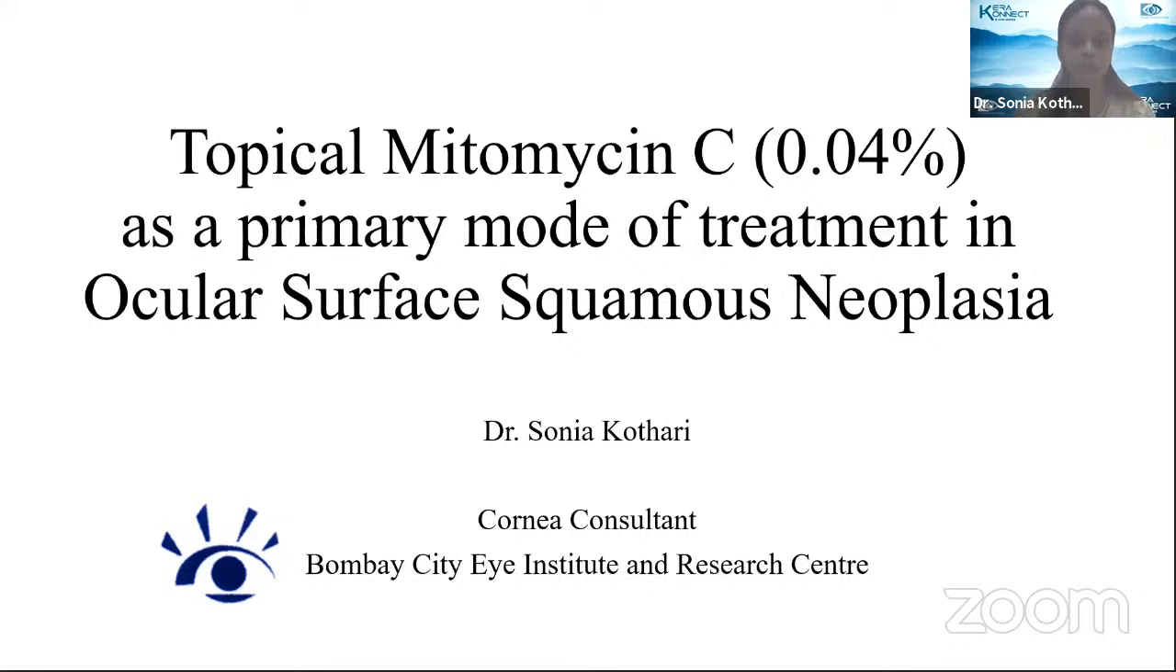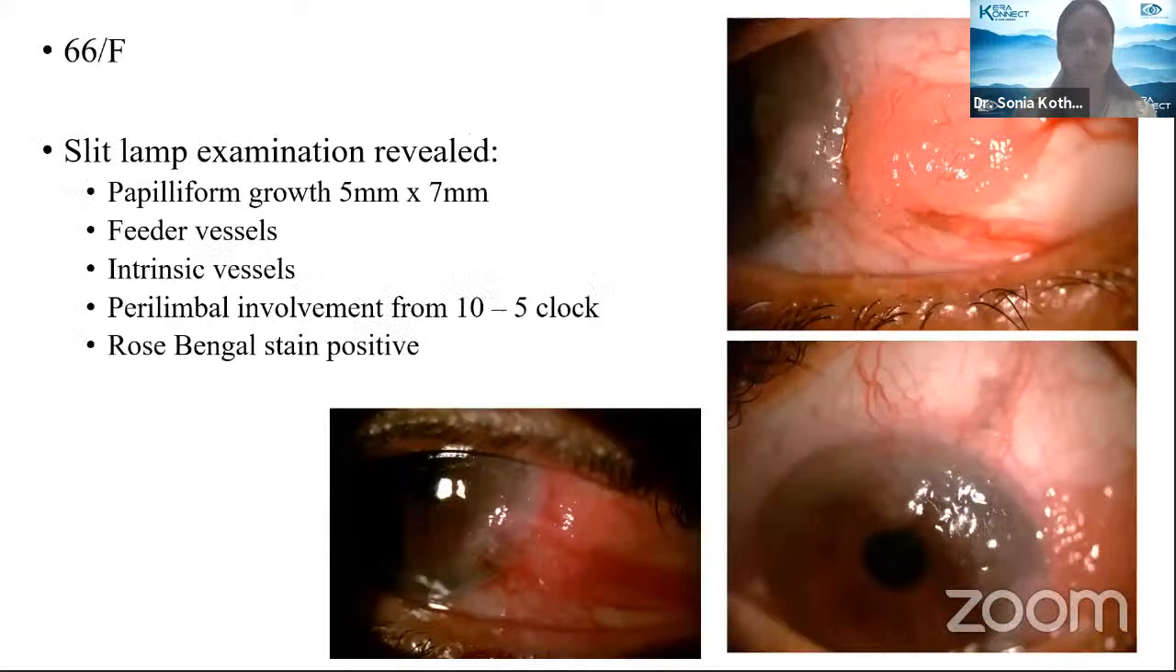surface squamous neoplasia. So this was a 66-year-old female who presented with slit lamp evaluation showing a papilliform growth on the limbus, which was almost 5 millimeter by 7 millimeter. It had all the typical features of OSSN, which were described in our last meeting. It had the presence of feeder vessels, presence of intrinsic vessels. There was perilimbal involvement from almost 10 o'clock to 5 o'clock, and rose Bengal stain was also positive.